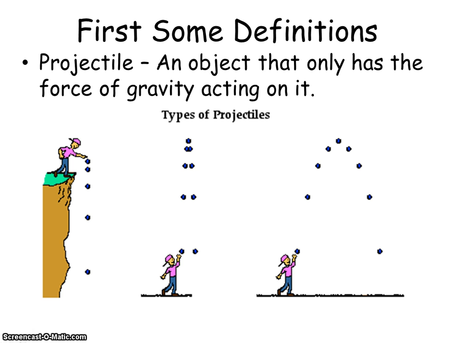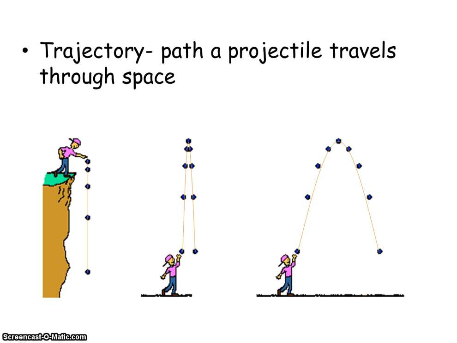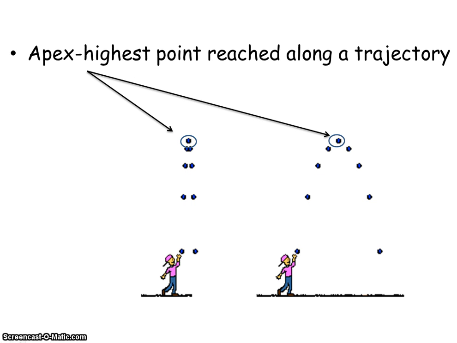In these notes we'll be dealing with objects that we will call projectiles. A projectile only has gravity acting on it. The path of a projectile is called its trajectory. The peak, or the highest point of the trajectory, is called the apex.